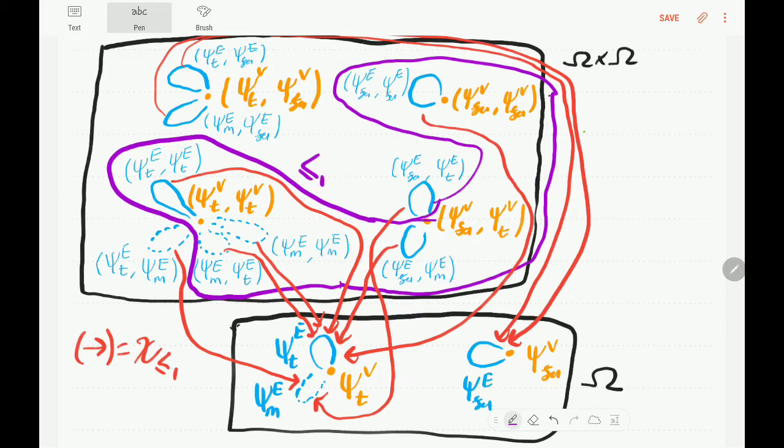These loops which have their vertex in less than or equal to 1 but are not themselves in it, they get sent to psi M. And the other stuff completely outside of less than or equal to 1 just gets sent to the false loop here. Okay, so that's what the actual implies arrow looks like.